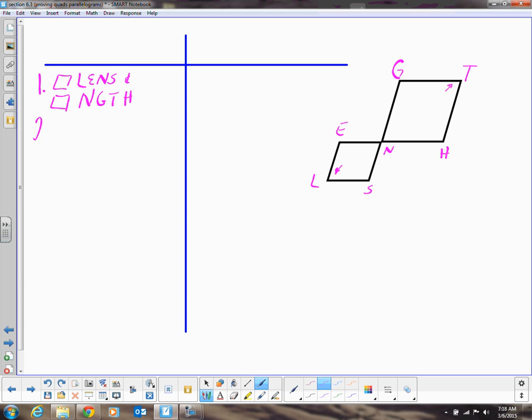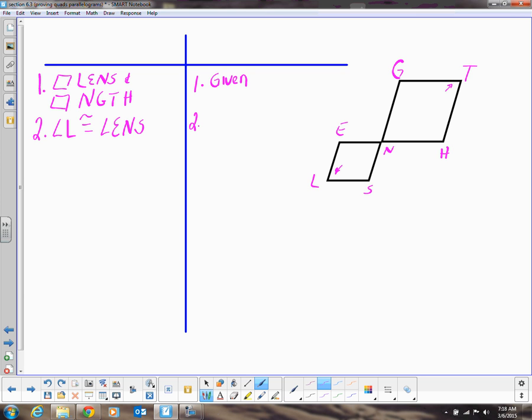So can someone start with angle L and tell me what it's congruent to? Angle who? N? We can't use N because there's four angles. We can't jump from L to T. That's what we're going to prove. Because L is in this parallelogram, T is in that one. E, angle E, N, S. How do you know that? Because why?